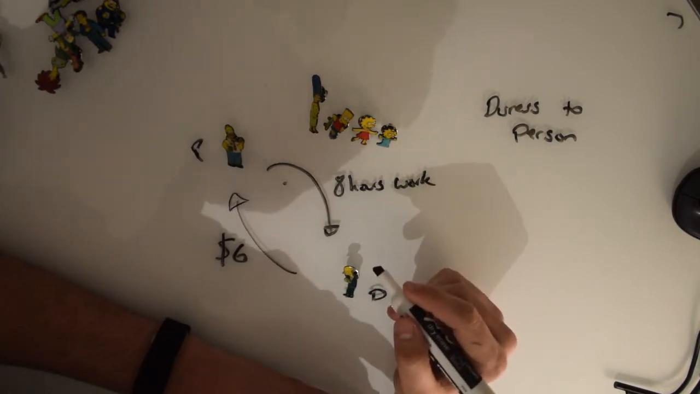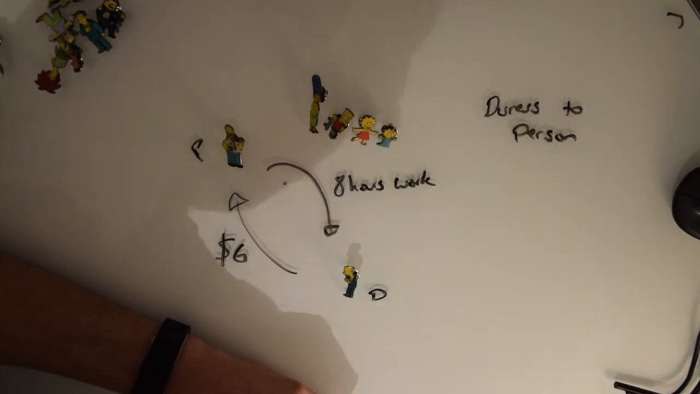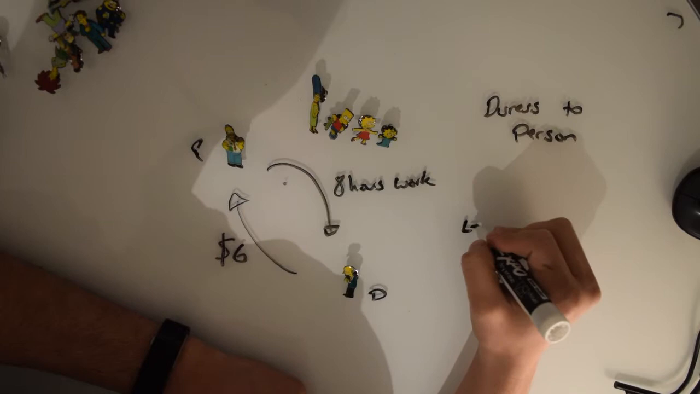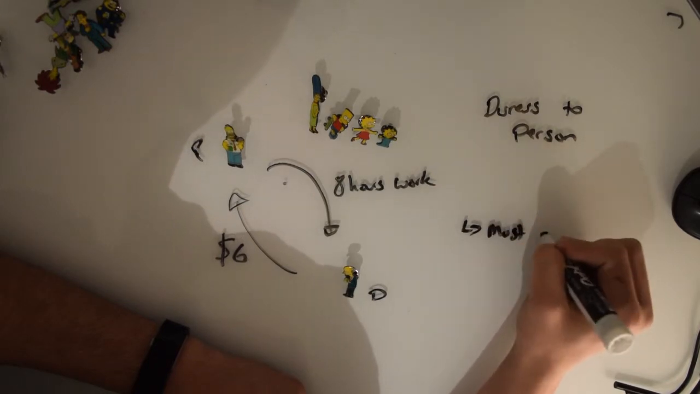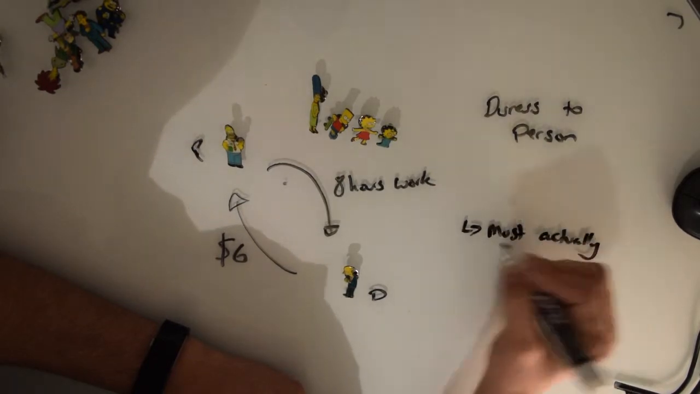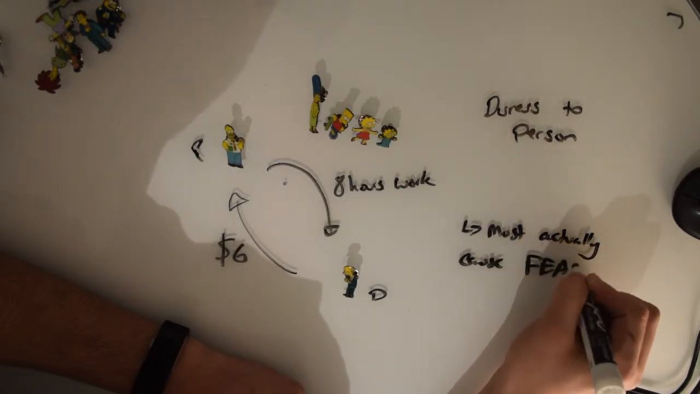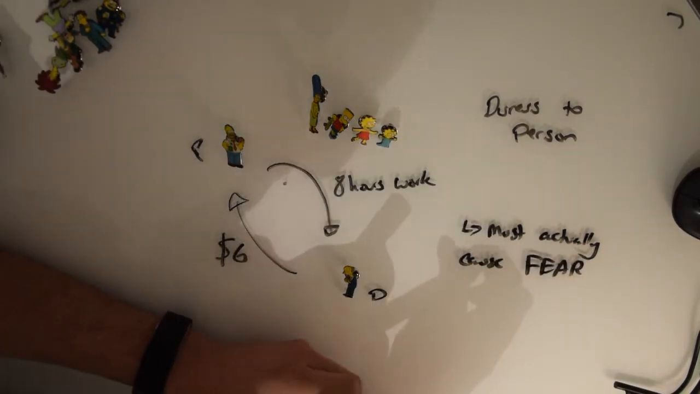Now, one of the main aspects of duress is that the duress must actually cause fear. Must actually cause fear.